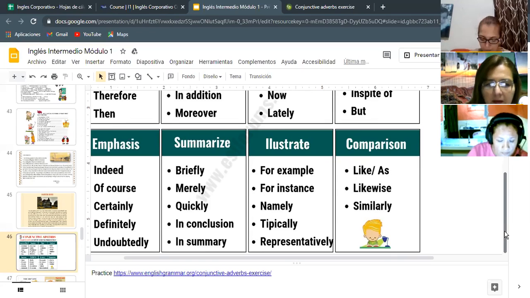And to compare, you can use like or as. Do you remember that we were talking about as, right? As many books as the public library, for example, or like in all countries in Latin America or whatever. The other one is likewise. Do you know what is likewise? Igualmente. Igualmente. Very good. So likewise, you can say, comparing things that are very similar. And actually the other one is similarly. Similarly, we can say that whatever.